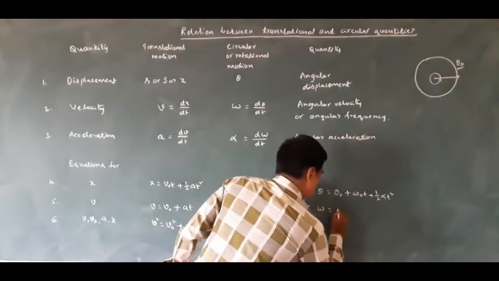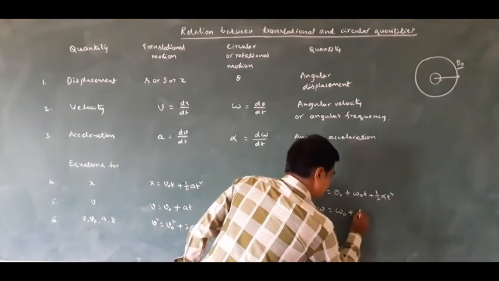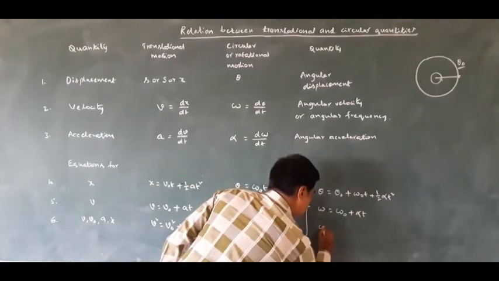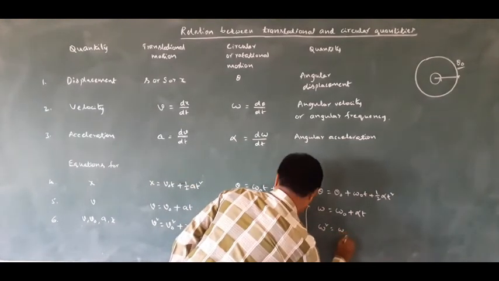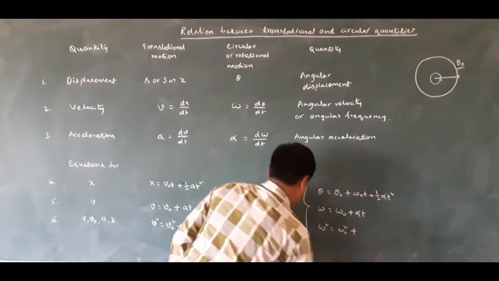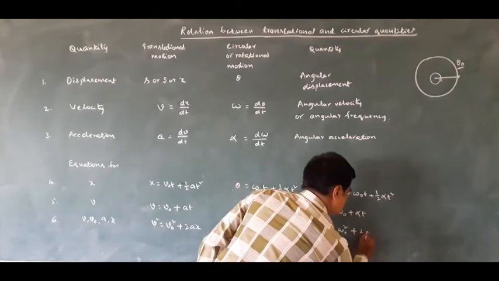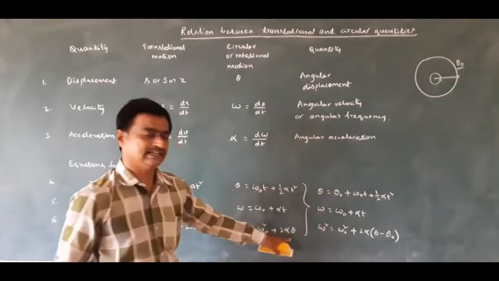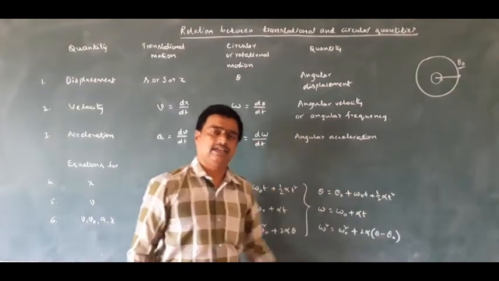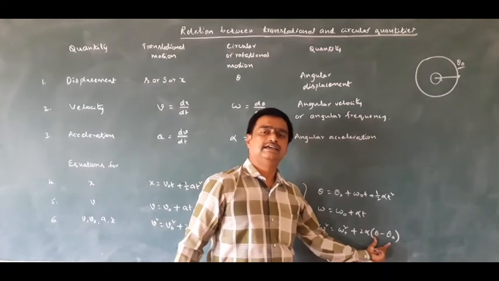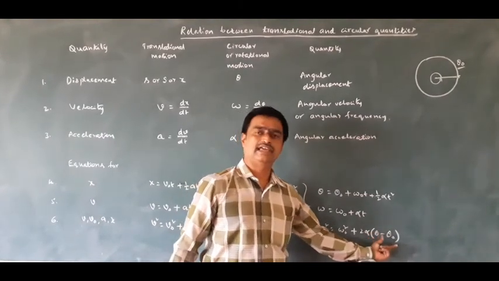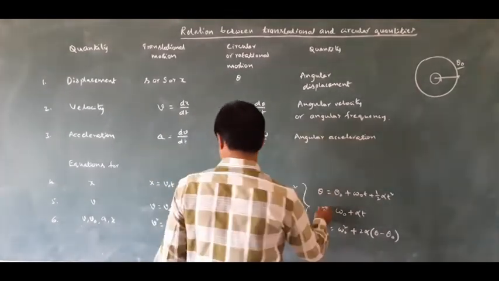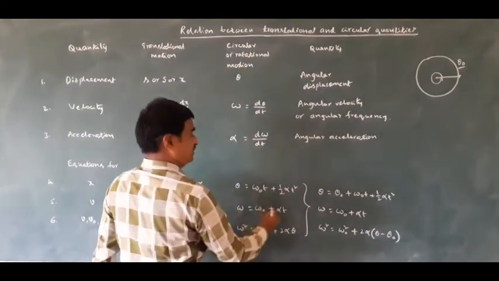Omega is equal to omega naught plus alpha t. Then the last one: omega square is equal to omega naught square plus 2 alpha into (theta minus theta naught). Theta minus theta naught is the displacement, if it starts from theta naught. This is how we write the equations in circular or rotatory motion.